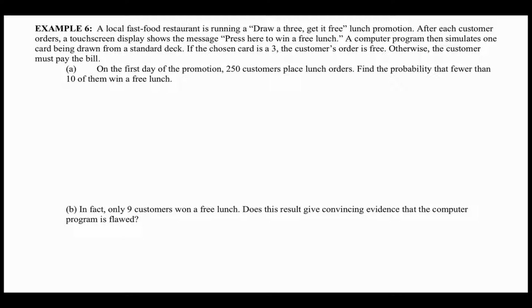A local fast food restaurant is running a draw 3, get it free lunch promotion. After each customer orders, a touchscreen display shows the message, press here to win a free lunch. A computer program then simulates one card being drawn from a standard deck. If the card chosen is a 3, the customer's order is free. Otherwise, the customer has to pay their regular price. Okay? So again, one more time.